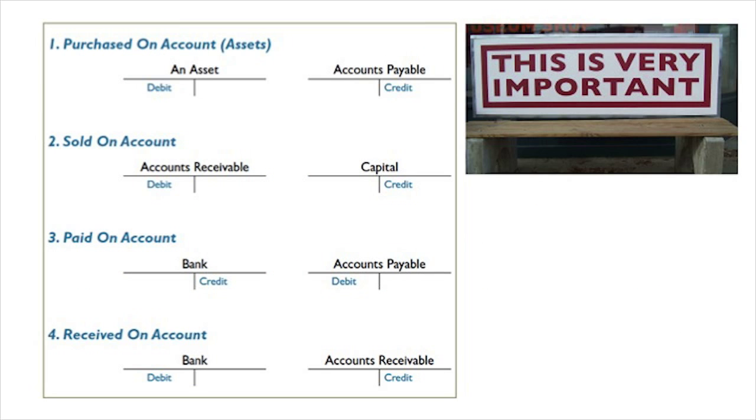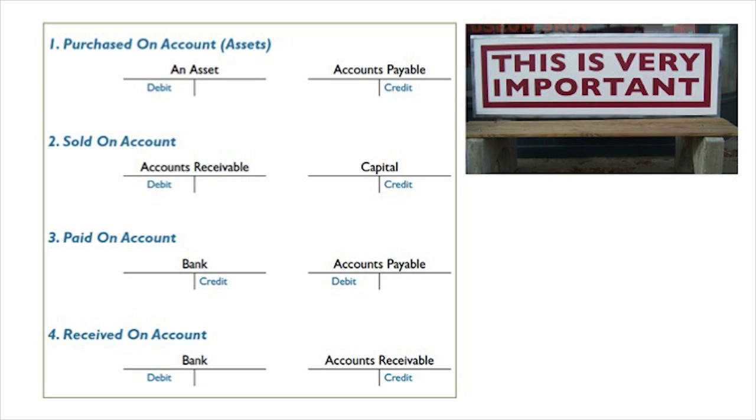There are 4 very important transactions done on account as a business. If you purchase goods from a supplier, the transaction is called a purchase on account. Ordinarily this would be a debit to an asset account and a credit to accounts payable. When a business sells goods to a customer to be paid later, this is known as a sale on account. The accounting entry for this would be debit accounts receivable and credit owner's equity.